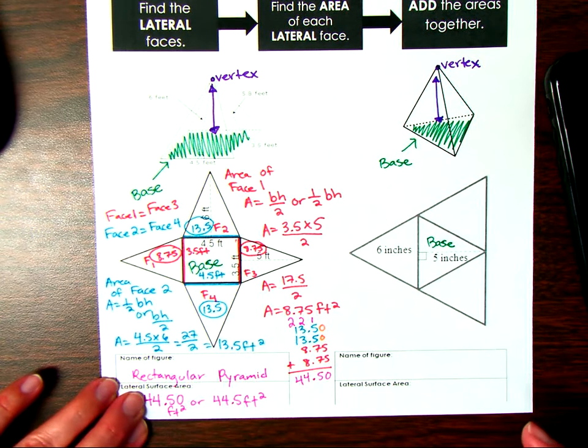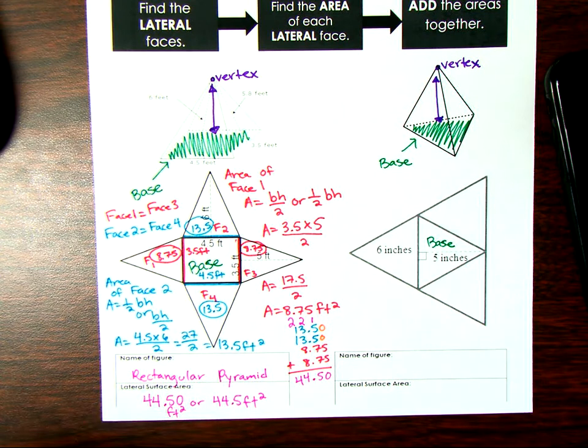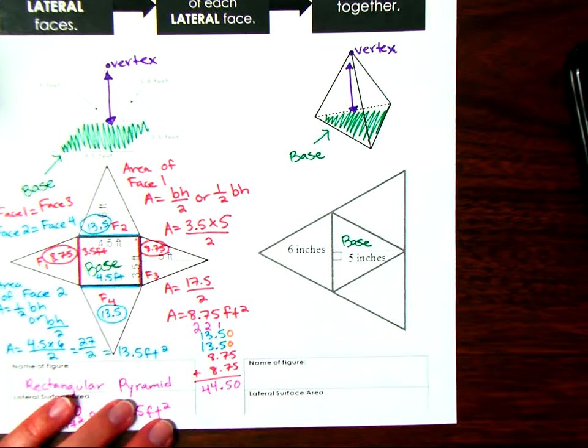Remember, a prism has 2 bases, and all of its faces are rectangles. Okay, so let's look at the next one, and then we'll get you guys some practice problems.